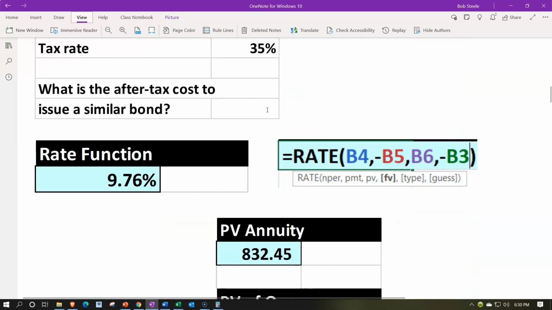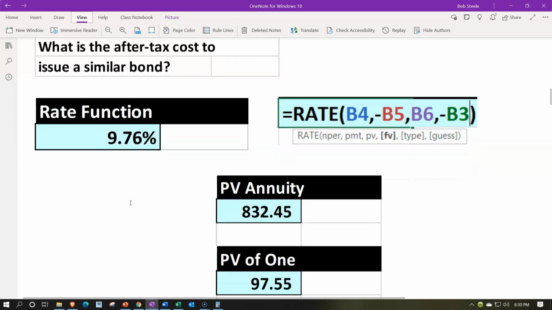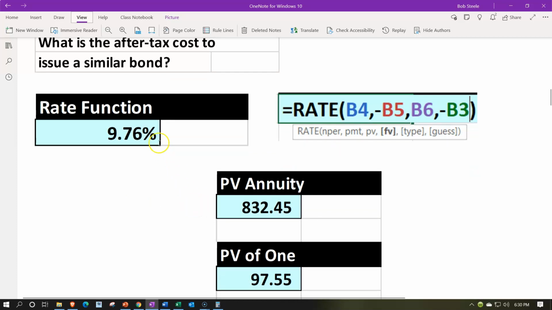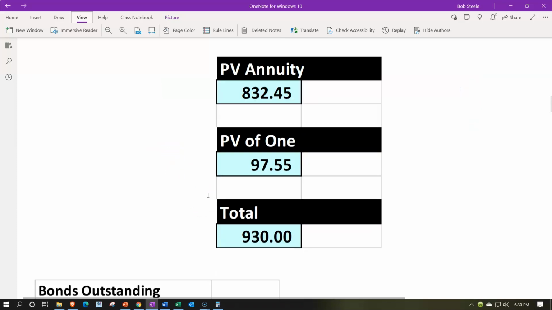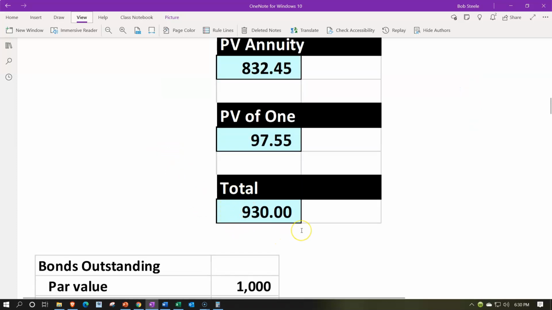There's also a function in Excel to solve for the rate, but it's a little bit more complicated of a function. And again, you get there nice and quickly and easily if you plug in the information correctly. But once done, you probably still want to check it by using that rate to then calculate your present value of the annuity, present value of 1, and see if you do indeed get back to the number that you think you should, that being the 930.